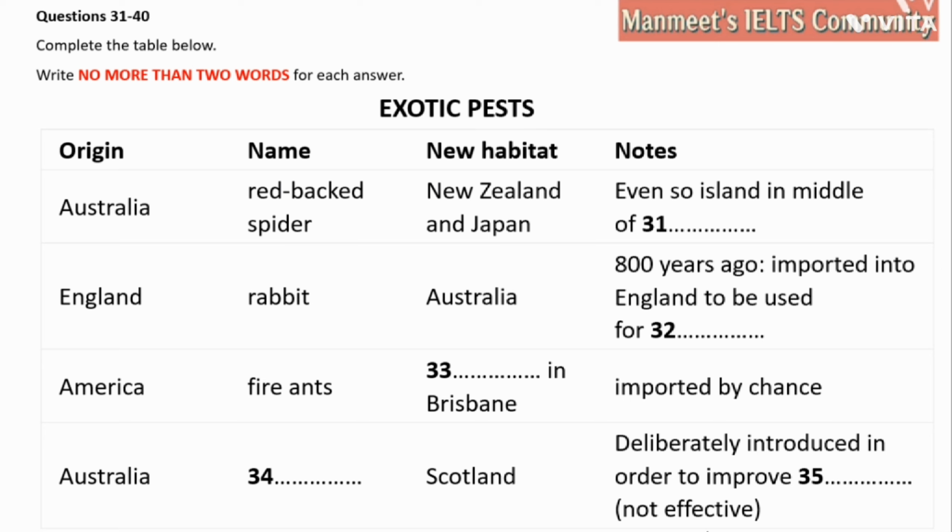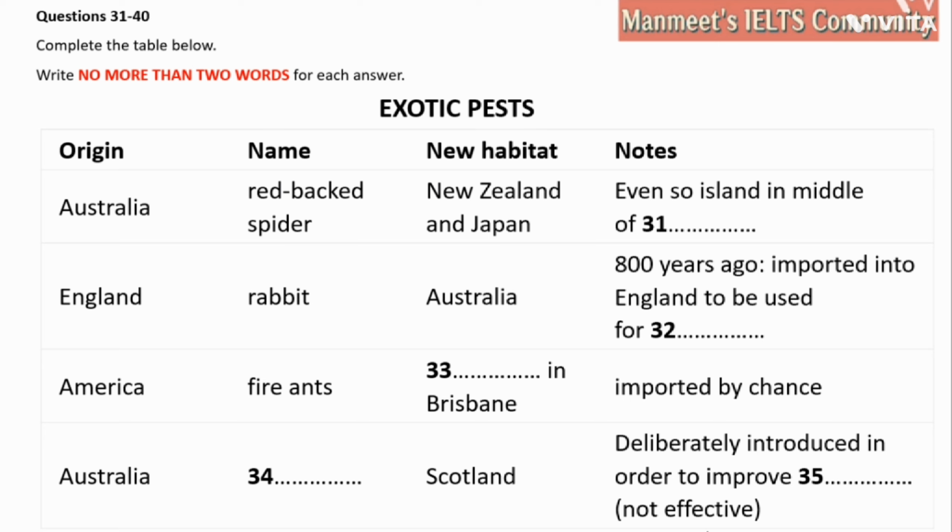This was because they were regarded as a luxury food source, and in spite of having warm fur, they probably originated on the hot, dry plains of Spain, which, of course, explains why they thrive in the climate of Australia.